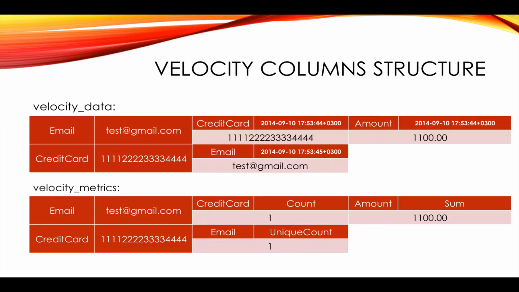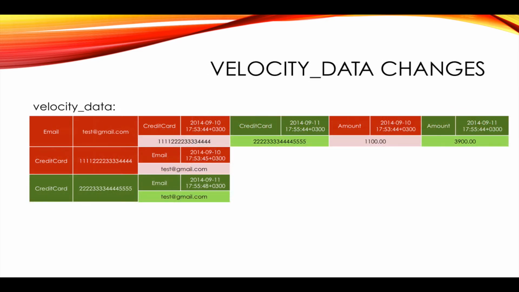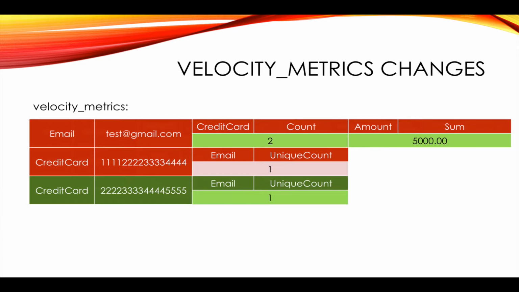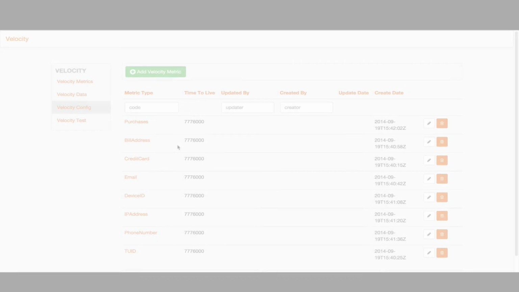Let's add some more data and have a look at what changed. Let's say that there is a new credit card number with a different amount. As you can see, we still can get data for our email with a single request. Metrics have also been updated. Let's have a look at how it works in our simple UI application.